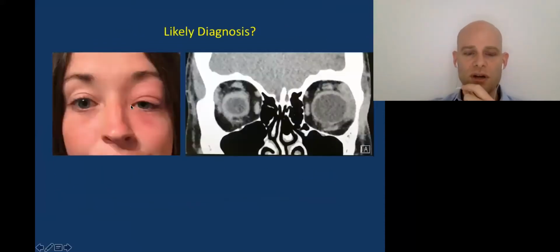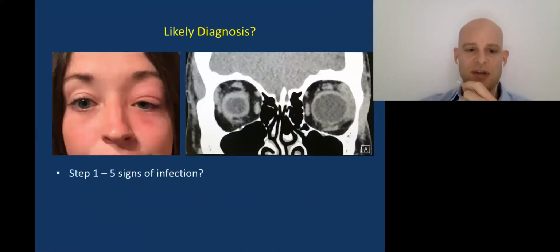So we look at her. If you don't have a lot of experience in this, you can look at this patient, especially if you're in comprehensive ophthalmology, and you can easily think, well, this is an infection. So the question is, how do we break it down? How do we ask ourselves, is this an autoimmune process or is this an infection? Remember step 1, which is to look at the 5 signs of infection.